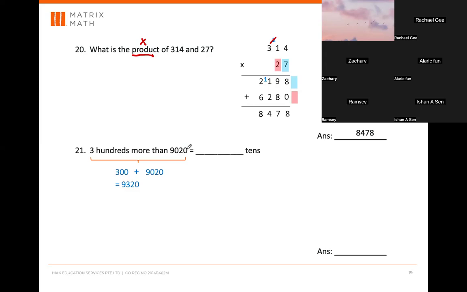because it mentions it's equal to how many tens. Okay, so 9,320 equals how many tens, right? So it gives you 932 tens. Remember just now when I said hundreds, you put 2 zeros, right? So now the tens itself represent 1 zero already. So how many tens will be 9,320? You only need to put 932, okay? Because 932 tens will give you 9,320.